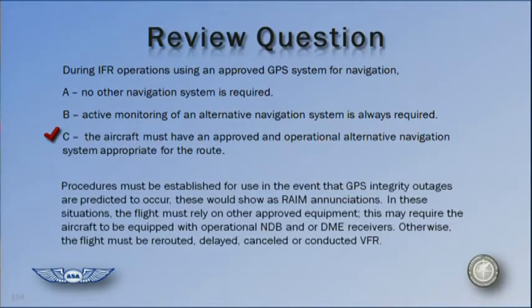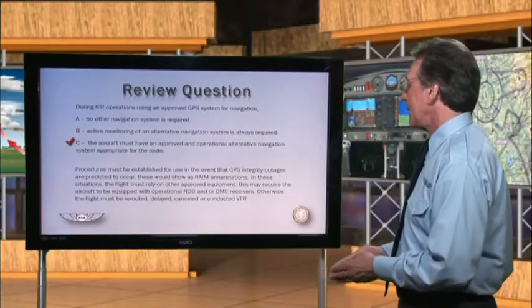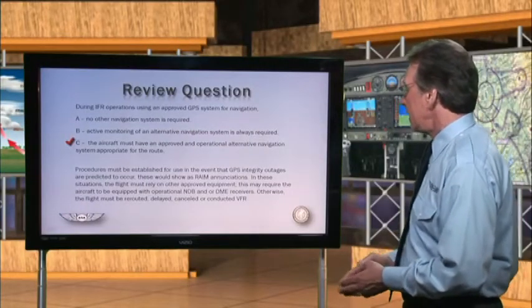Procedures must be established for use in the event that GPS integrity outages are predicted to occur. These would show as RAIM annunciations. In these situations, the flight must rely on other approved equipment. This may require the aircraft to be equipped with operational NDB and/or DME receivers. Otherwise, the flight must be rerouted, delayed, canceled, or conducted VFR.